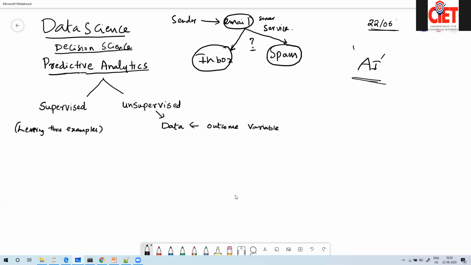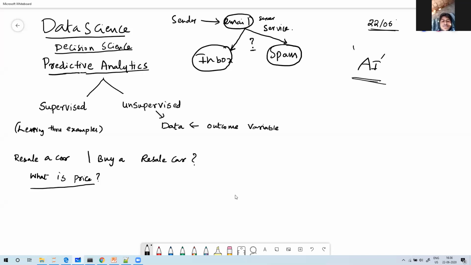Fine. Let's say you want to resell a car, or you want to buy a resale car. Either you want to sell your car or you want to buy a resale car. Next question is, you saw a car. Now, what is the price of this particular resale car? You don't know because you are not an automobile expert, or you are not a service agent. A service agent or an automobile expert might know or might guess what can be the price of this car. But if we are not familiar with automobiles a lot, we would probably not be able to guess the price of a resale car.